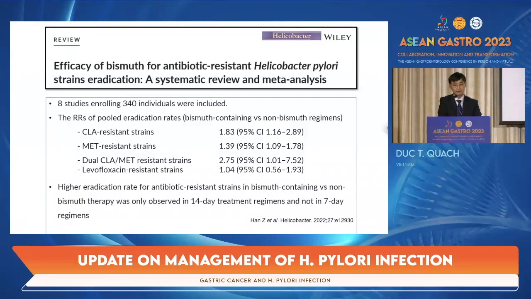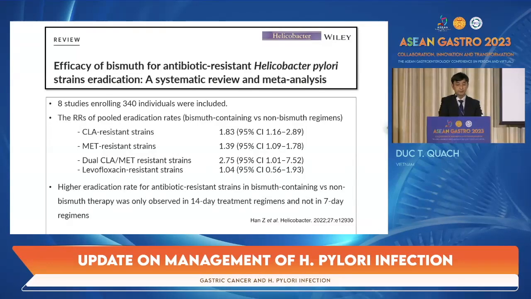But in this slide, we see that for levofloxacin-resistant strain, there may not be a significant improvement when we add Bismuth. But in our country, we have some studies that we consider reliable, and it can really help when we add Bismuth to the triple therapy using levofloxacin and amoxicillin. That's the reason why in Vietnam we recommend using levofloxacin quadruple therapy whenever Bismuth is available.